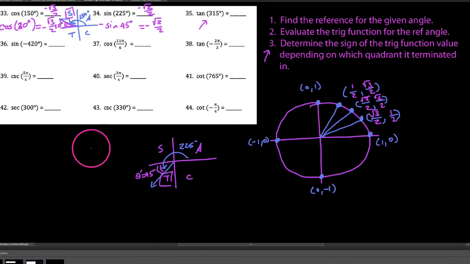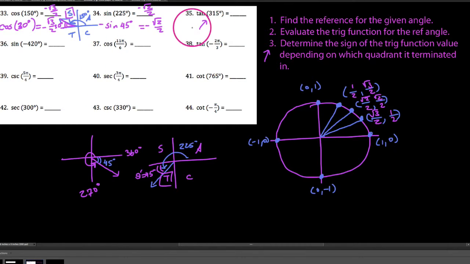The tangent of 315. We'll go ahead and sketch it out. Now a 315 kind of splits the difference between a 270 and a 360. That's where our 315 lies. So sketching this angle in, again, let's go ahead and find our reference angle. And it's easy to verify again here that our reference angle is 45.